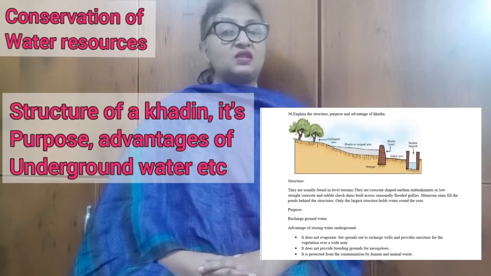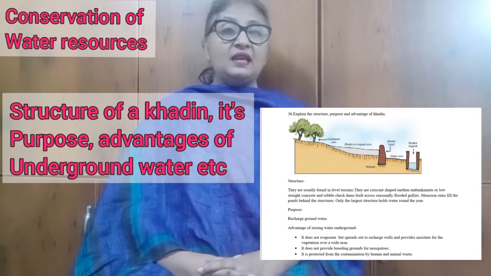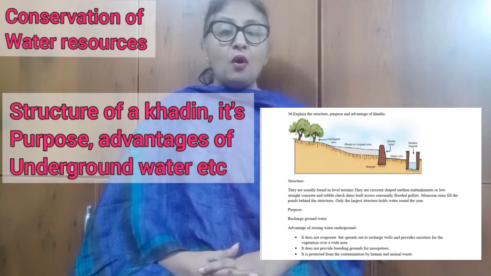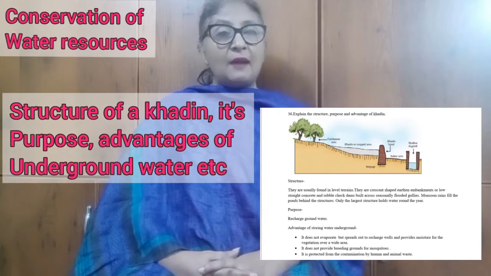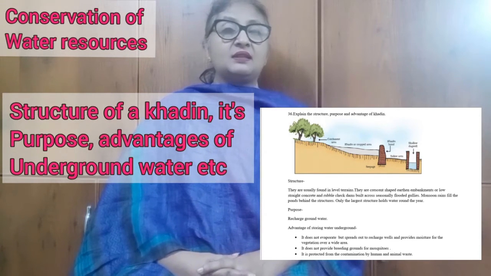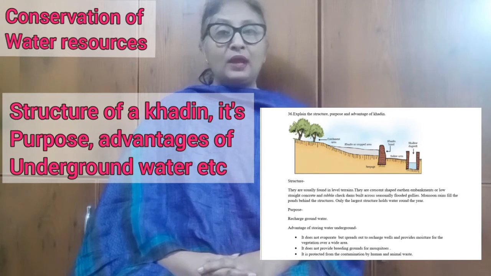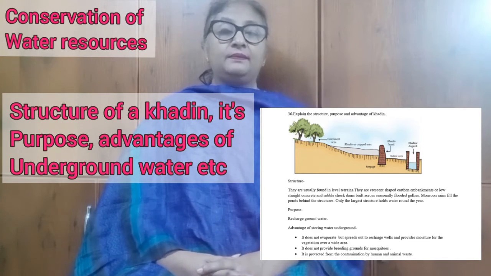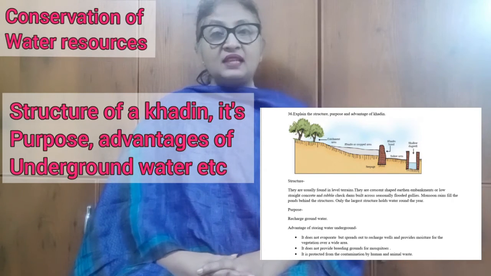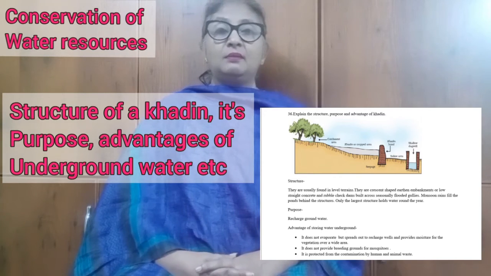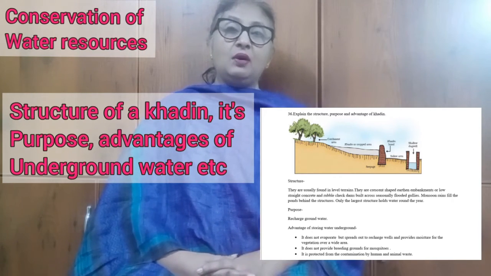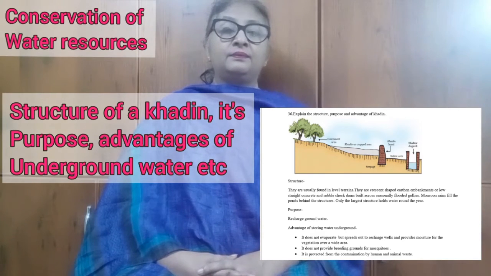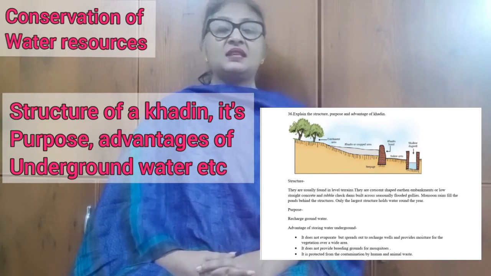Now let us see the structure of a khadin. A khadin is a crescent-shaped earthen embankment or a low concrete rubble check dam, which is filled with water during the monsoon season, and it is built across gullies that are seasonally flooded. The largest structure holds water throughout the year, but the smaller structures hold water only for 6 months. Water is found in the ponds that are behind these structures.